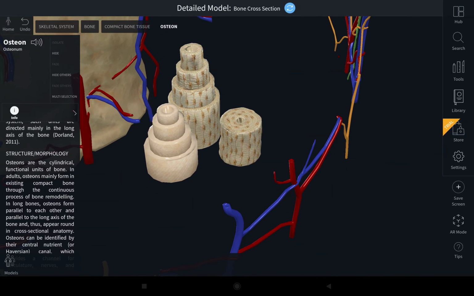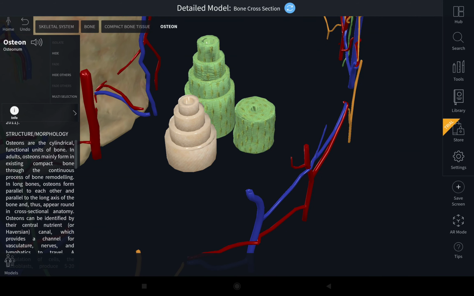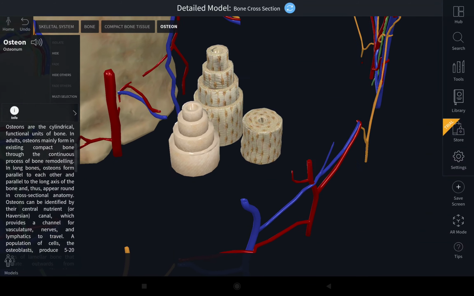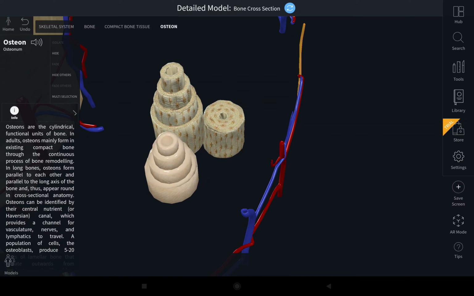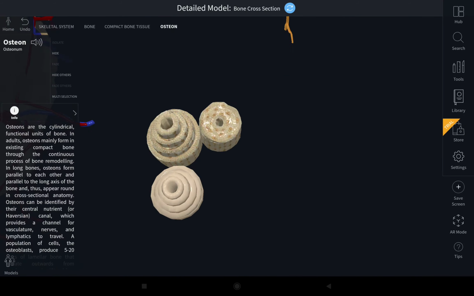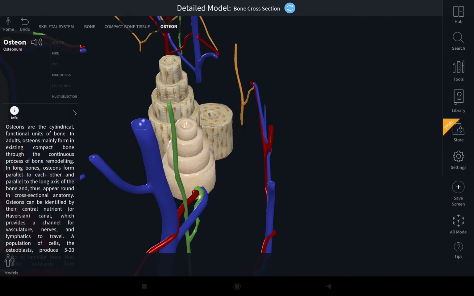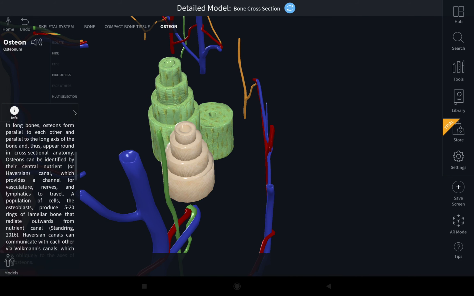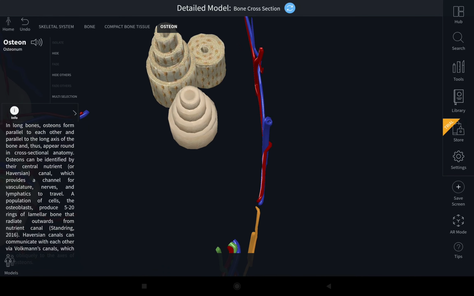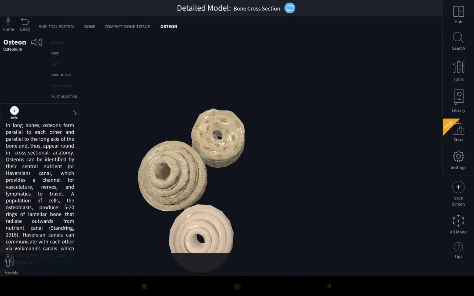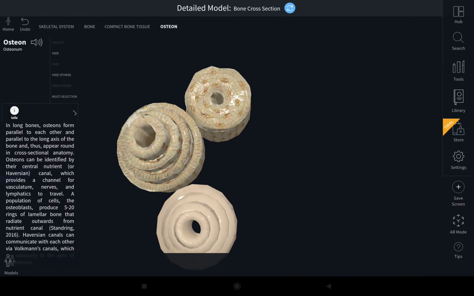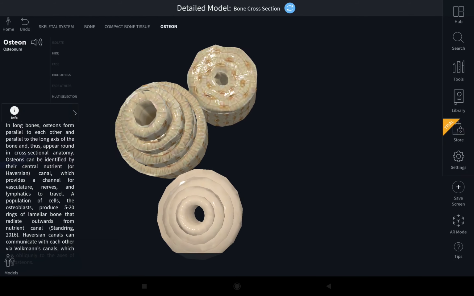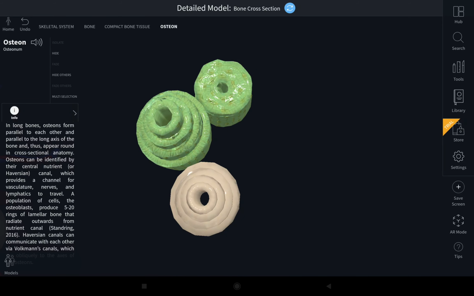Osteons can be identified by their central nutrient or Haversian canal, which provides a channel for vasculature, nerves, and lymphatics to travel. Here we can see them because they are missing, as we removed them. A population of cells, the osteoblasts, produce 5 to 20 rings of lamellar bone. We can see these 5 to 20 layers of lamellar bone that radiate outwards from the nutrient canal. Haversian canals can communicate with each other via Volkmann's canals.